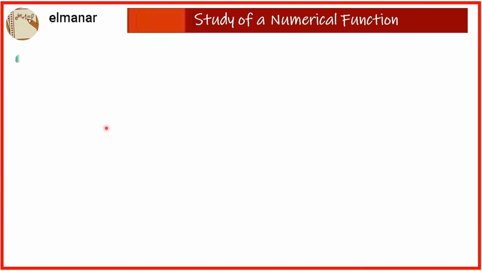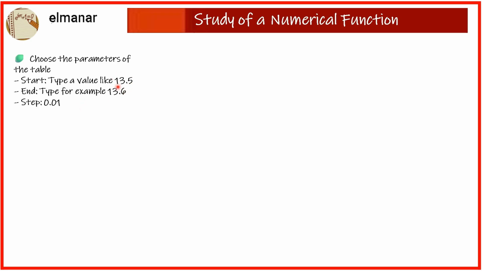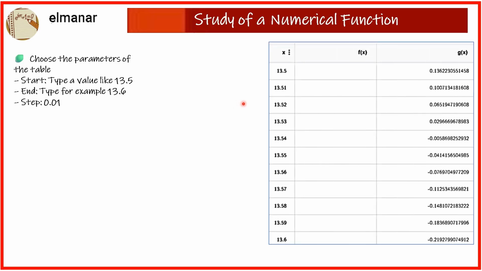To further narrow down the value of alpha to the nearest hundredth, we study the interval from 13.5 to 13.6 with a step of 0.01. The configuration is as follows. Start 13.5, end 13.6, step 0.01. From this, we observe that g changes sign between 13.53 and 13.54.